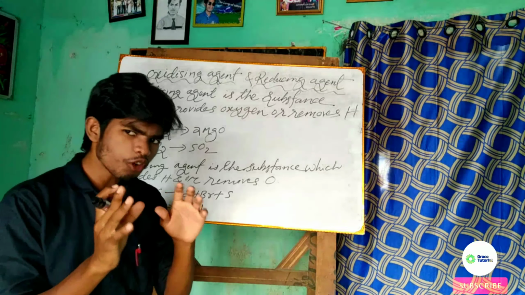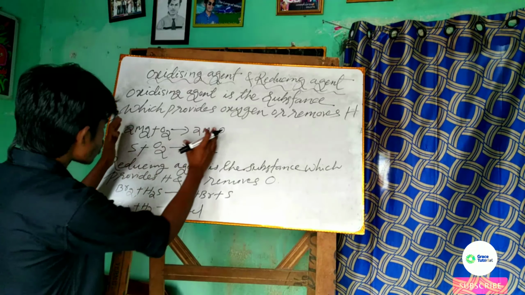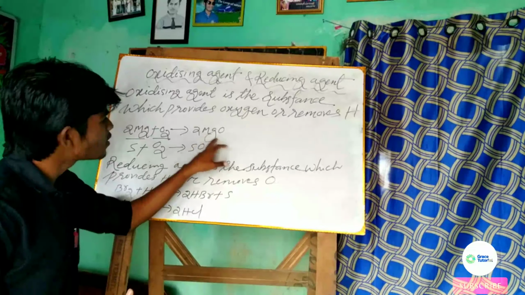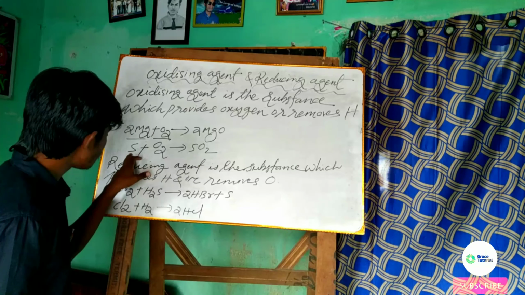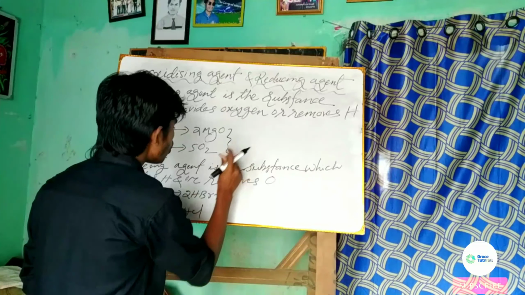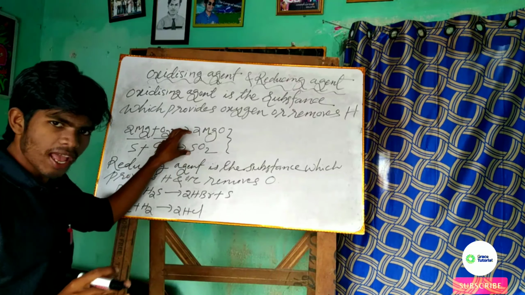Let me give you a few examples so that you can understand it very easily. If you look at this oxidation reaction, magnesium reacts with oxygen to give magnesium oxide. Similarly, sulfur reacts with oxygen to give sulfur dioxide. These two reactions we have already discussed in the oxidation reaction. This is an oxidation reaction, of course.